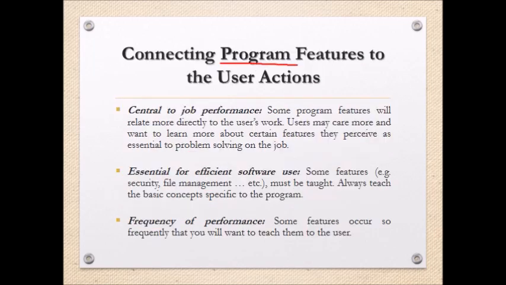Connecting program features to user actions. When selecting the program features, you can follow the following guidelines. لما بنحاول نحدد ايش طبيعة البروجرام فيتشرز اللي بدنا ندخلهم بالدوكيومنت تبعنا، ممكن نحط البروجرام فيتشرز ب 3 categories. First category features that are central to job performance. The second category اللي هو features that are essential for efficient software use. And the third category اللي هم features frequency of performance.